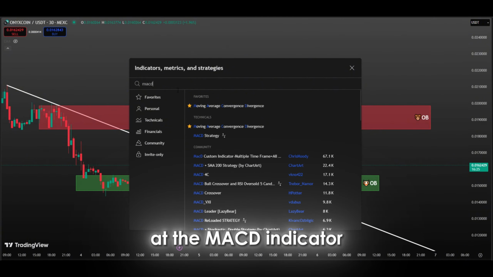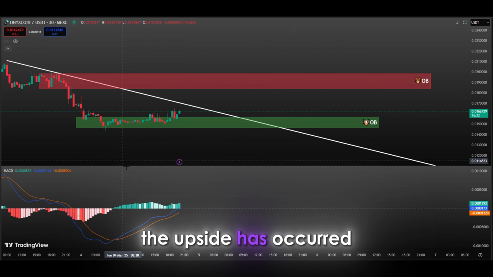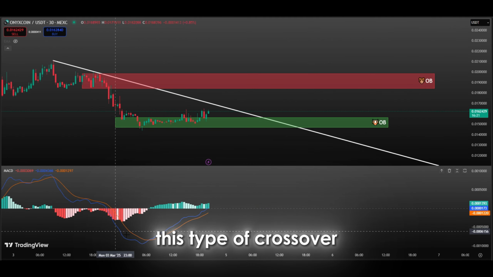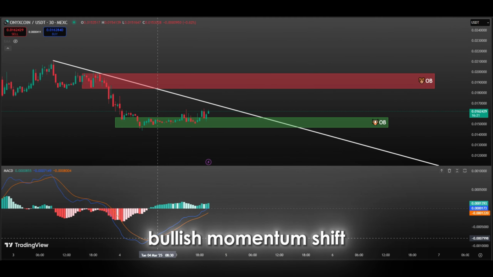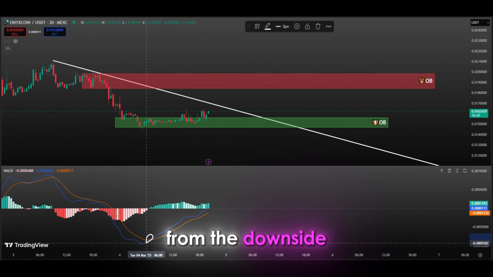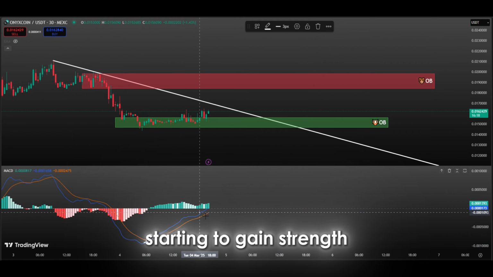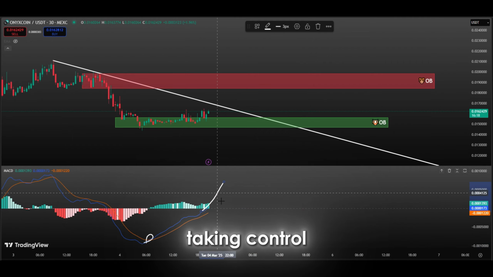When we look at the MACD indicator, we can see that a crossover from the downside to the upside has occurred. This type of crossover usually signals a bullish momentum shift. When the moving averages of the MACD start to cross each other from the downside to the upside, it indicates that the market is starting to gain strength and buyers are taking control.